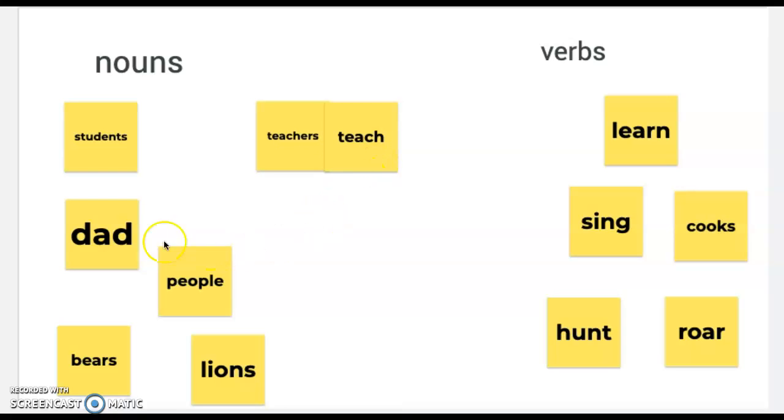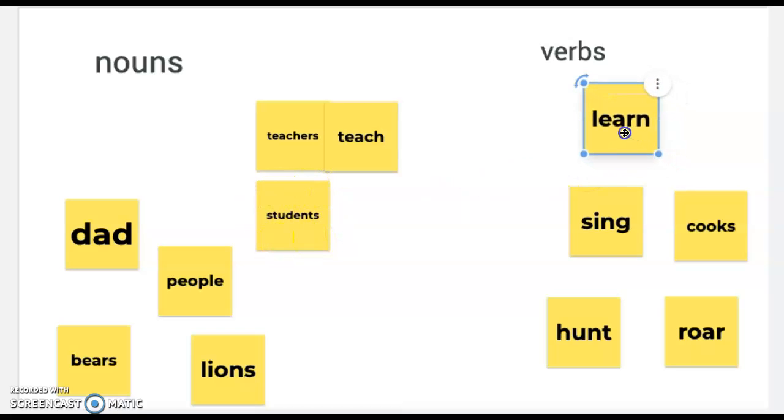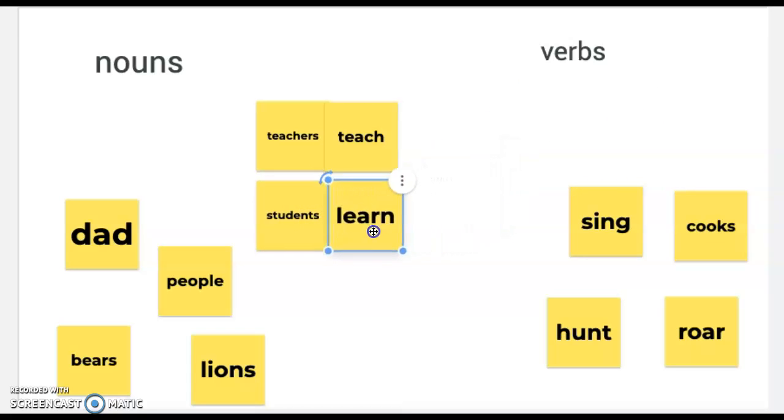Okay, so let's try another one. How about students? Are we talking about one student or are we talking about lots of students? Lots of students because it has an S. So if this is an S and it's plural, then this one needs to be singular. So students learn. We wouldn't say students learns or teachers teaches. It's teachers teach. Students learn.